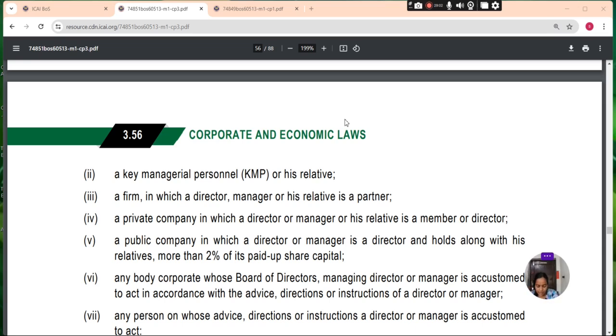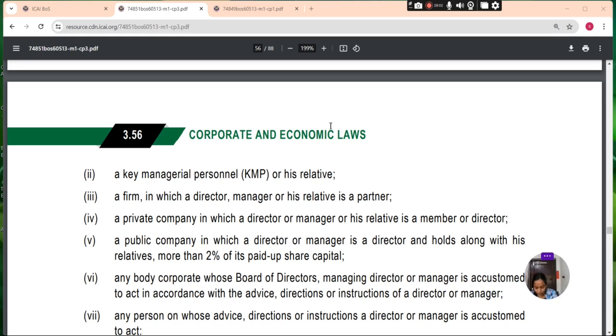Any body corporate whose board of directors, managing director, or manager is accustomed to act in accordance with the advice, direction, or instruction of a director or manager. Any person on whose advice, direction, or instruction a director or manager is accustomed to act. It is provided that sub-clauses 6 and 7 shall not apply to advice, direction, or instruction given in a professional capacity. Any body corporate which is a holding, subsidiary, or associate of such a company, a subsidiary of a holding company to which it is also a subsidiary, an investing company or the venturer of the company.